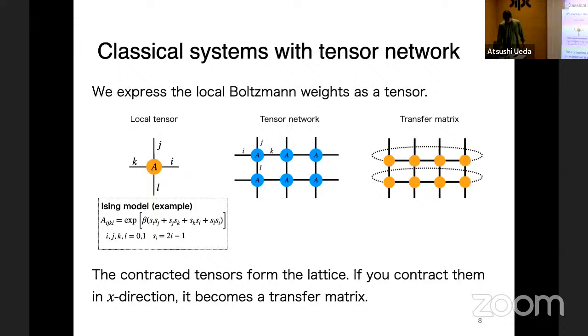For those who are not familiar with tensor networks in classical 2D systems, we first express local Boltzmann weights as a tensor. In the case of the Ising model, which is this one, the local Boltzmann weights are this one, this one, this one, this one. You can express the local Boltzmann weight as a four-leg tensor A with bond dimension 2. And by contracting local tensors, you can make a square lattice, which is called a tensor network. By contracting the legs in the X direction, you can make a transfer matrix in the Y direction.